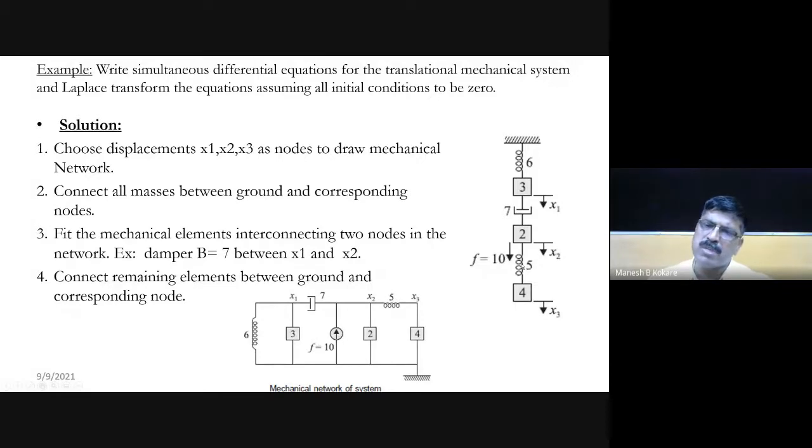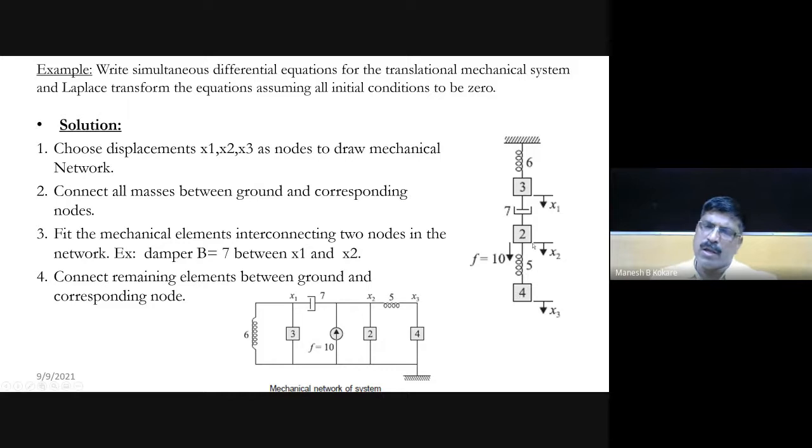Now, where is the force applied? The force is applied here. What is the magnitude of that force? It is equal to 10 Newton. Here three displacement points are given: x1 is one displacement point, x2 is another, and x3 is the third. 6 is the coefficient of this spring, 3 is the coefficient of this mass element, 7 is the coefficient of this first dashpot, then 2 is the coefficient of this mass element, then the spring element has coefficient 5, and 4 is the mass coefficient, and so on.